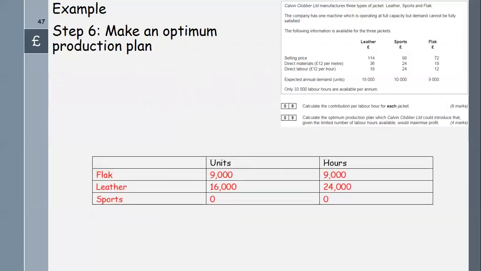So my optimum production plan looks like this. I'll list my 3 jackets in order of the rank order. So flak came first. I can make 9,000 units, which took 9,000 hours. Leather, I couldn't make all 18,000. I could only make 16,000, and that took 24,000 hours. And I've got no hours left to make any sport. And that will get me all 10 marks.